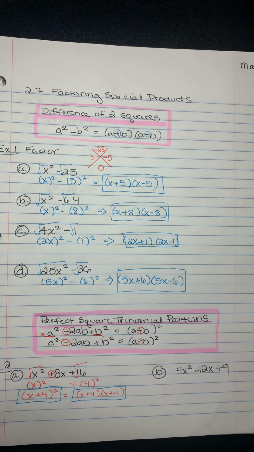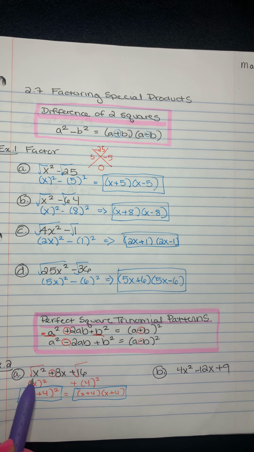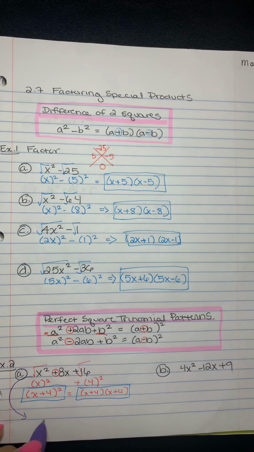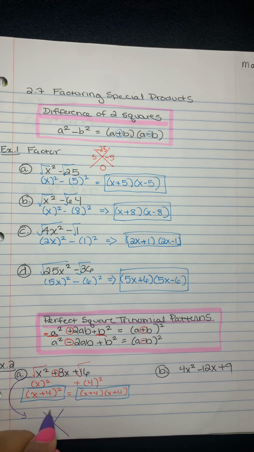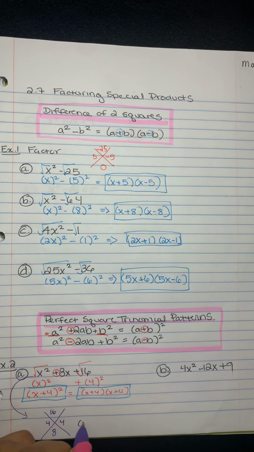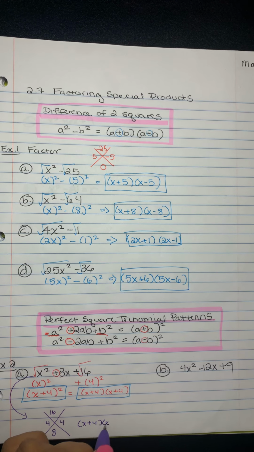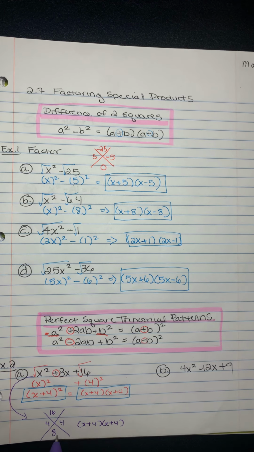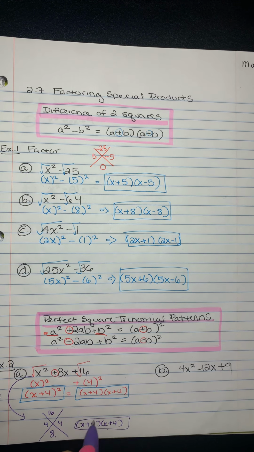Okay, again, if you are like, I have no idea what just happened, Mrs. Holmes, guess what? You can fall back on the big X. So 16 will go on top, 8 will go on bottom, and then you know our answer is 4 and 4. There we go. We have x plus 4, x plus 4. 4 times 4 is 16. 4 plus 4 is 8. So we know we did it right. And this matches up.